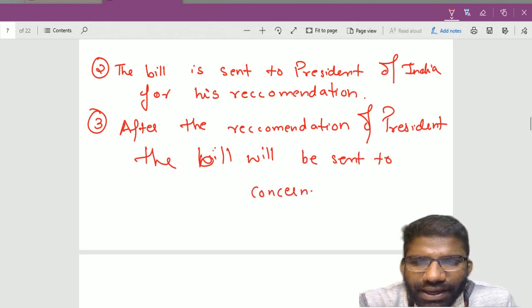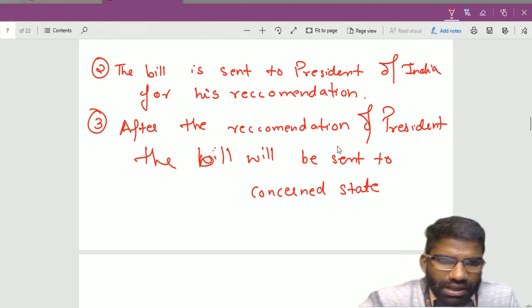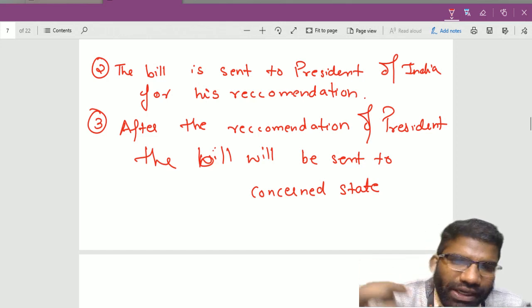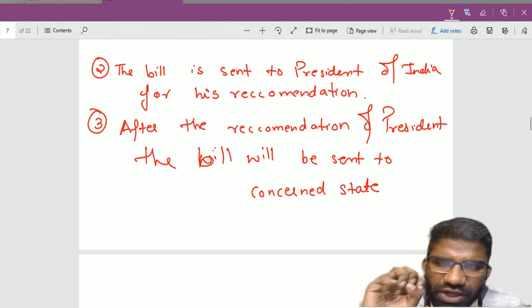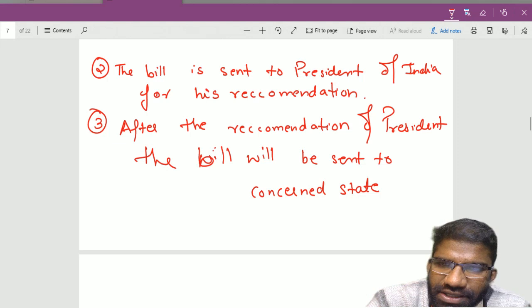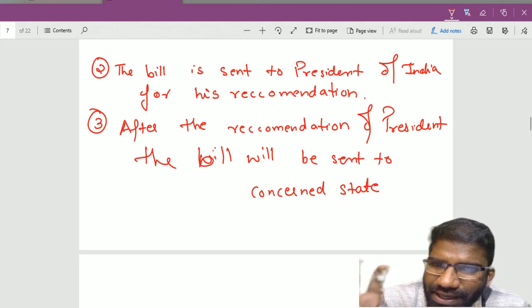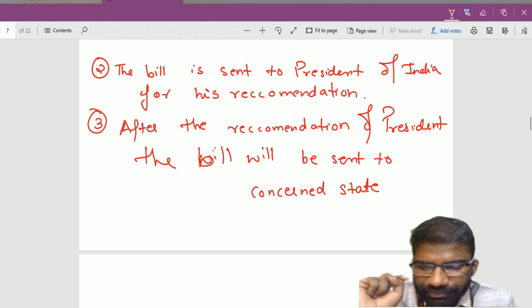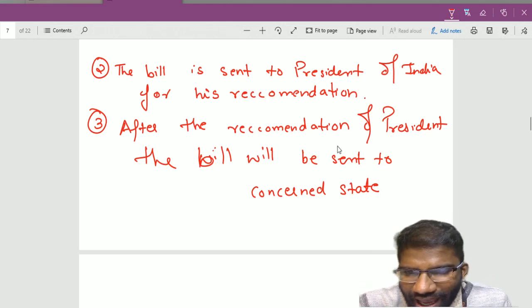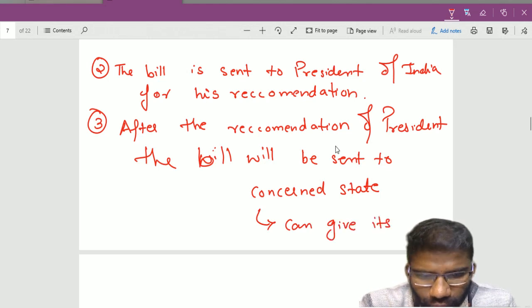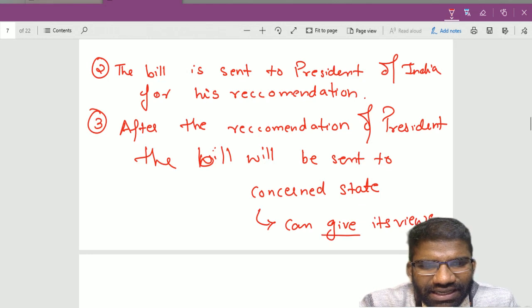I'll give you an example. Andhra Pradesh was to be divided and Telangana was to be created out of Andhra Pradesh. So the Department of State, Ministry of Home Affairs will create a draft bill. Then the bill will be sent to the Honorable President of India for his recommendation. Once the President gives his recommendation, that bill is sent to the concerned state. That means the bill will be sent to Andhra Pradesh. And the concerned state can give its views.